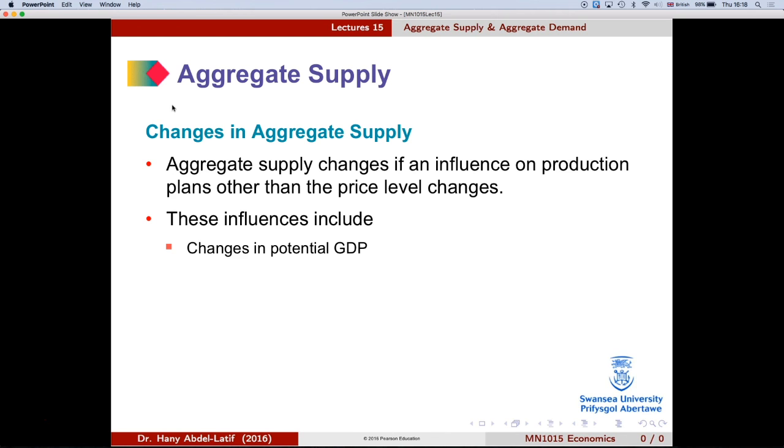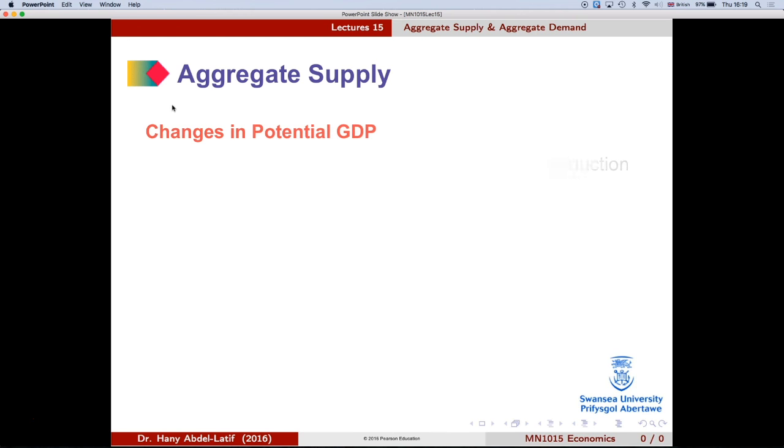So the long run aggregate supply will shift to the right if potential GDP increased. And also if the money wage rate, which we assume to be constant, changes, this will cause a shift in the aggregate supply. But we will see now which curve will be affected by this. It will be the short run aggregate supply curve.